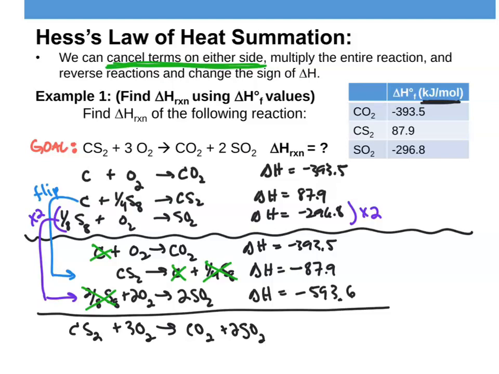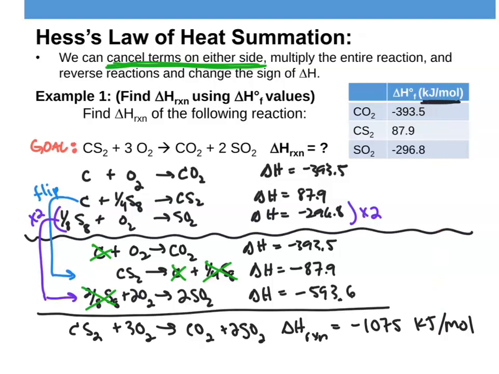So that means now all I need to do to get my delta H for this whole reaction is simply add these up. I'm literally going to take negative 393.5 plus negative 78.9 plus negative 593.6 to give me a grand total of negative 1,075 kilojoules per mole. And I put kilojoules per mole because that was the units that we were talking about here. So that would be my product.